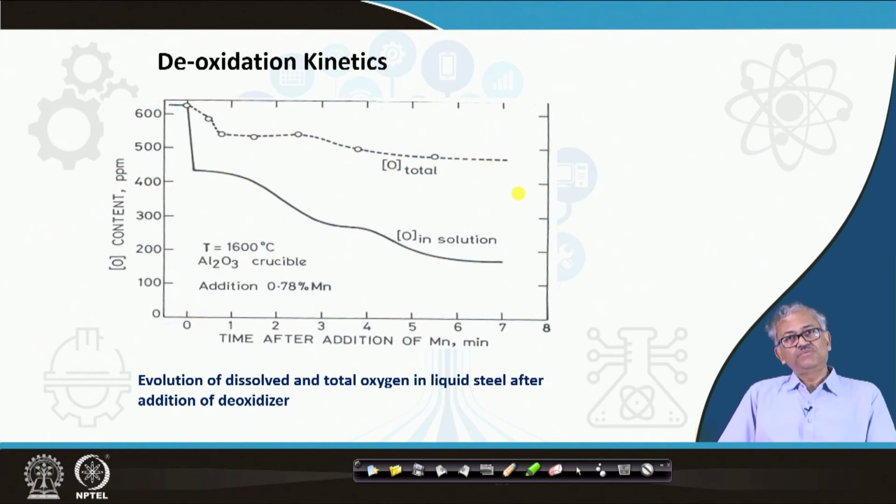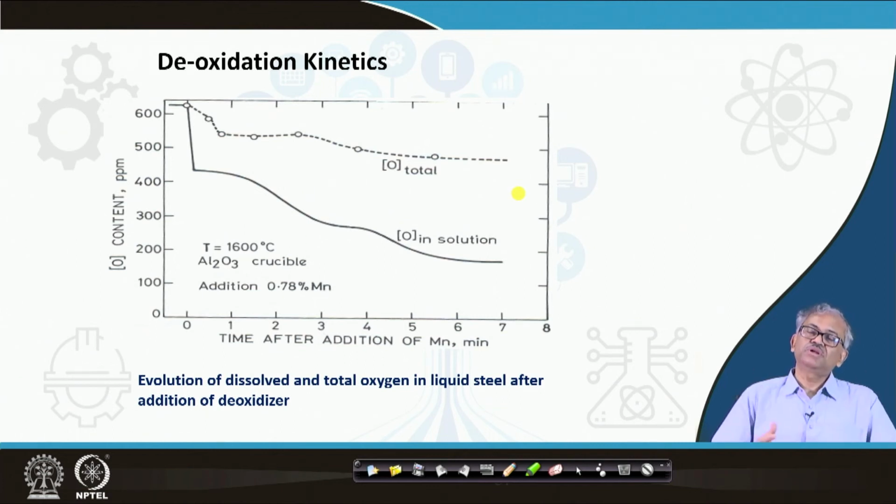Oxide inclusions are forming quite fast. As soon as you add the manganese, the dissolved oxygen reacts with the dissolved manganese and forms manganese oxide. It is forming very fast. Within 7 minutes, you can see the dissolved oxygen has come down from more than 600 to 200 ppm. But the total oxygen is not decreasing. What it means is that you are forming the oxide, that is the MnO, but you are not eliminating the MnO from the system quickly.